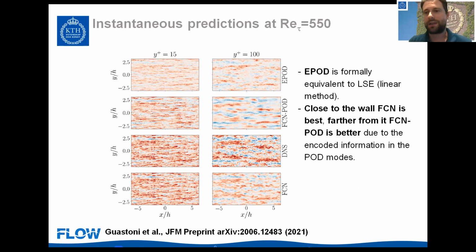These are the streamwise velocity fluctuations. The first column is at y plus 15, which is the near-wall peak, and the second column is y plus 100, which is in the outer region now, right? Because we have a Re tau of 550.